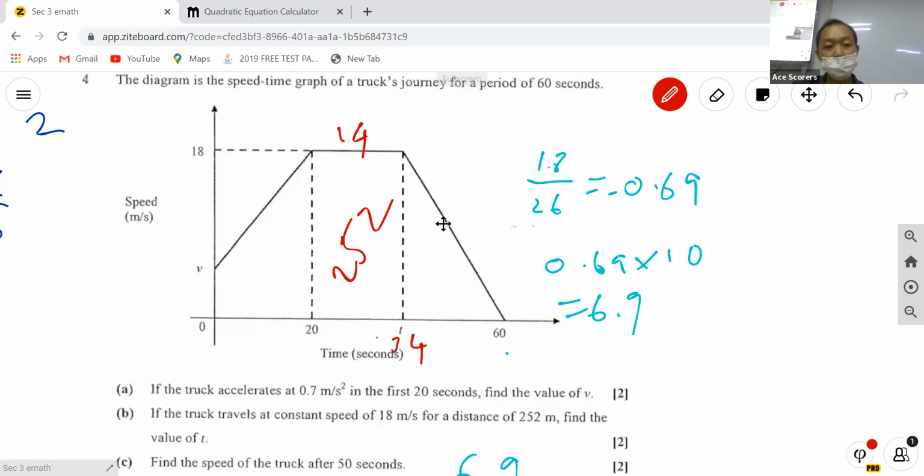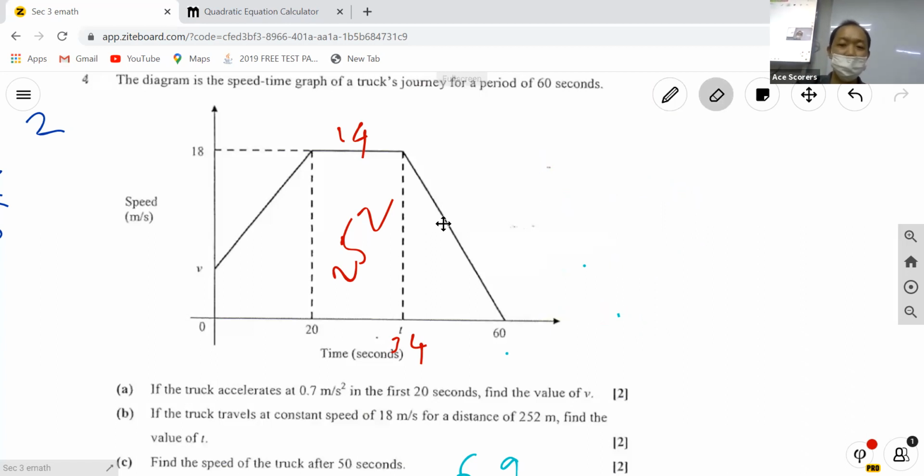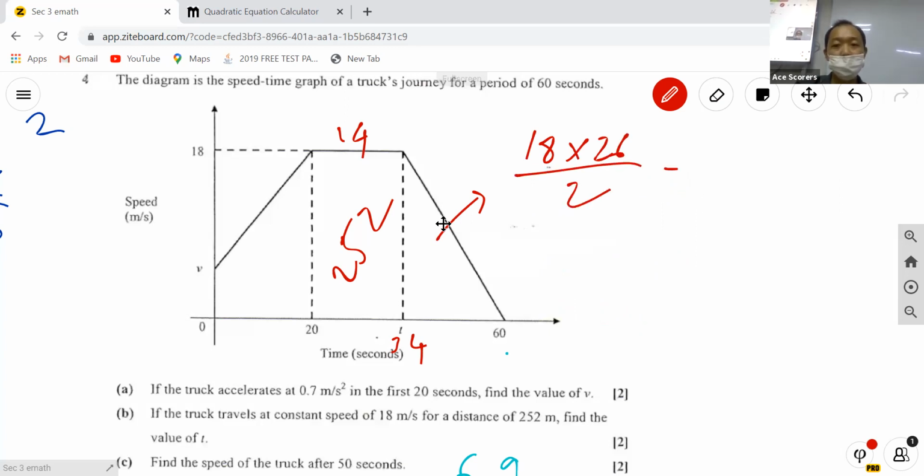How about the beginning? Basically, I'll find the area, right? So how to find the area? 18 times... okay, we gotta use calculator. How to find the area of this triangle? 18 times 26 divided by 2. 234. Okay.